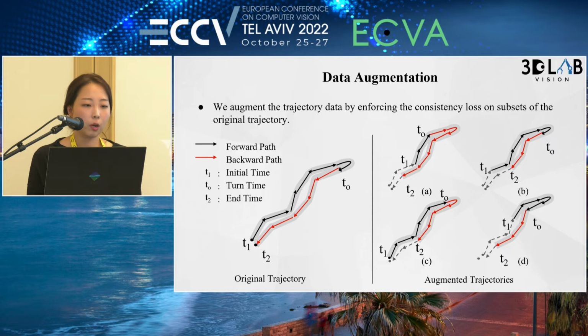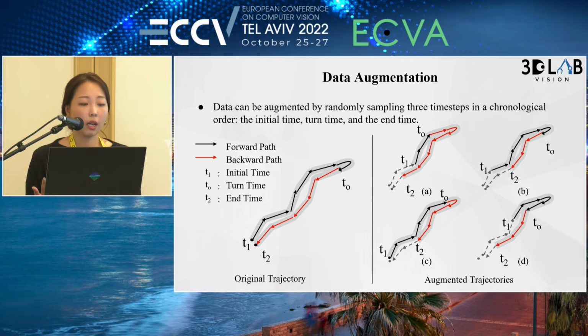So in our paper, we are also suggesting a data augmentation method. We augment the trajectory data by enforcing the consistency loss on subsets of the original trajectory. As you can see, the original trajectory is utilizing the bisections of the trajectory. And on the right side, we are showing 4 different examples that could be augmented from the original trajectory.